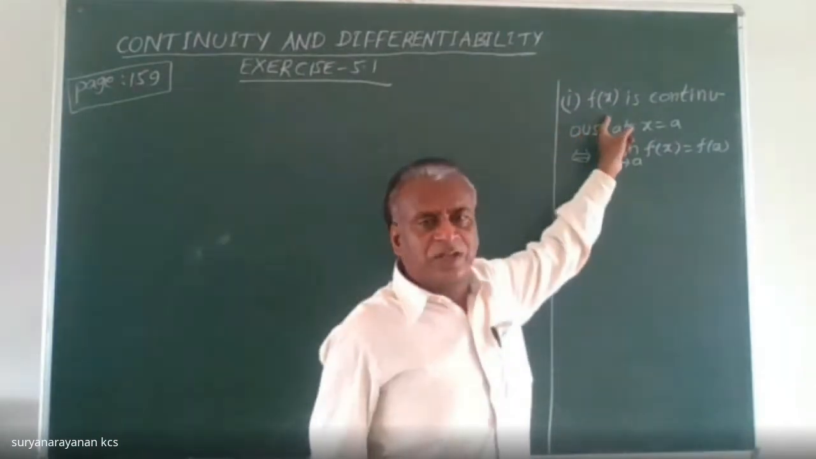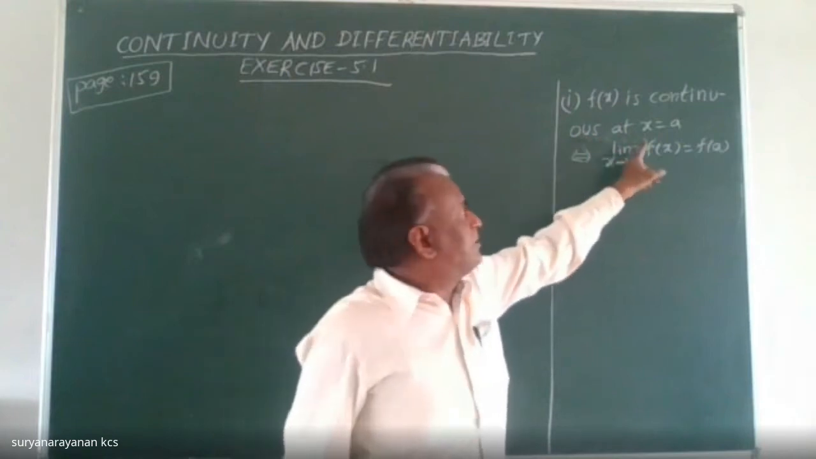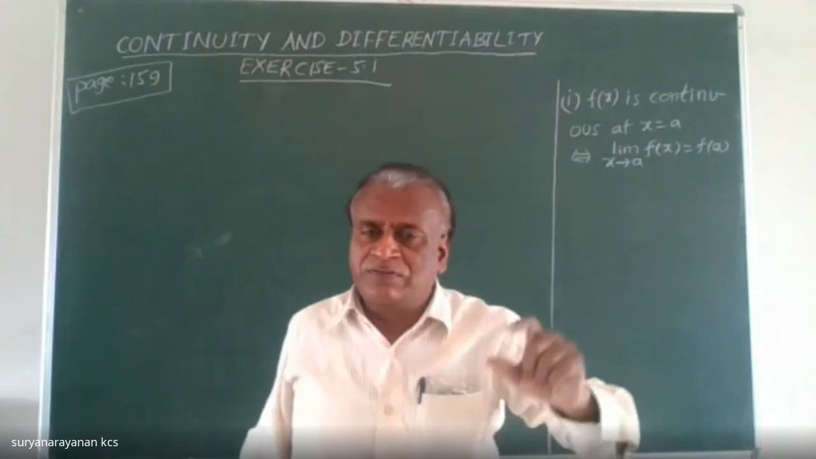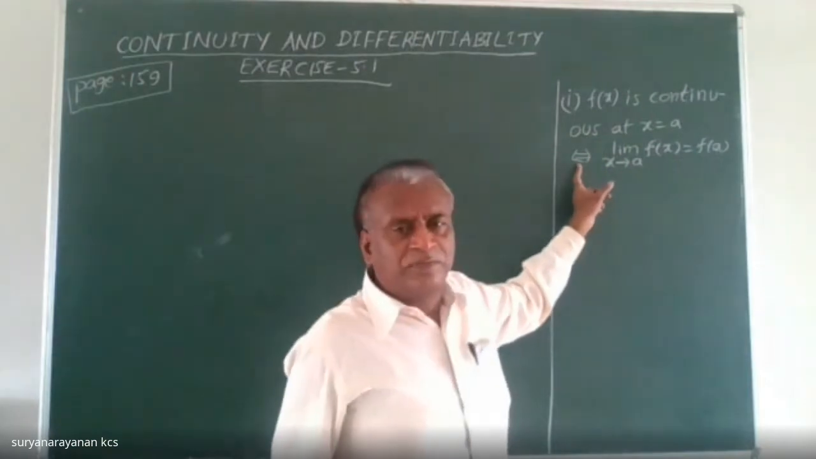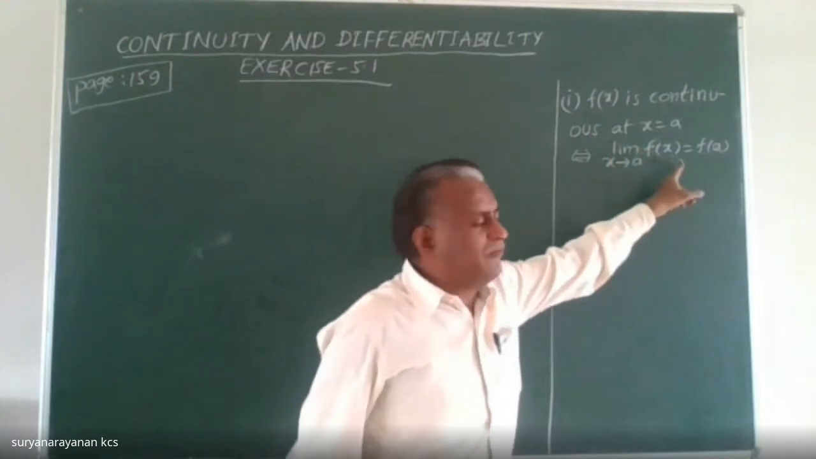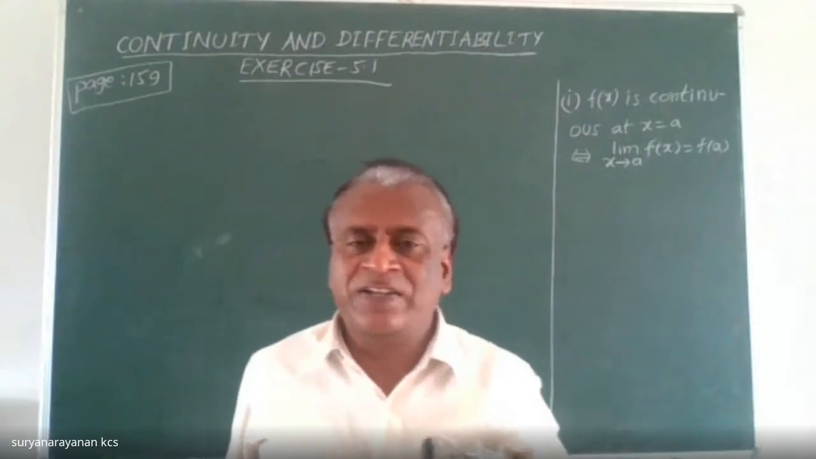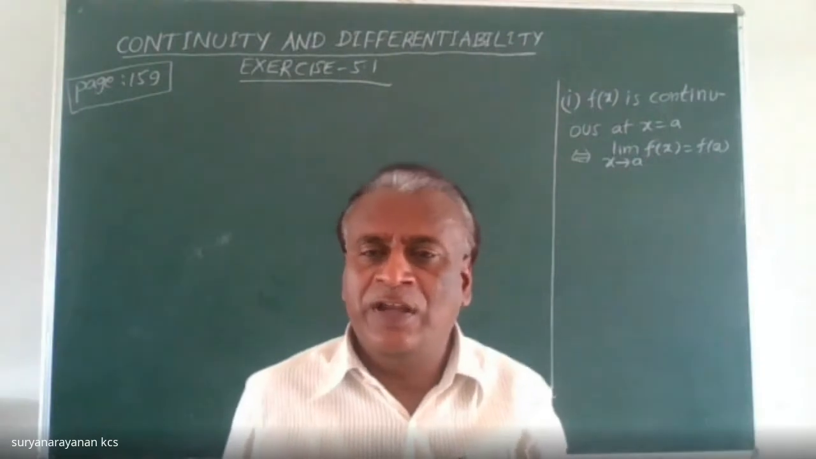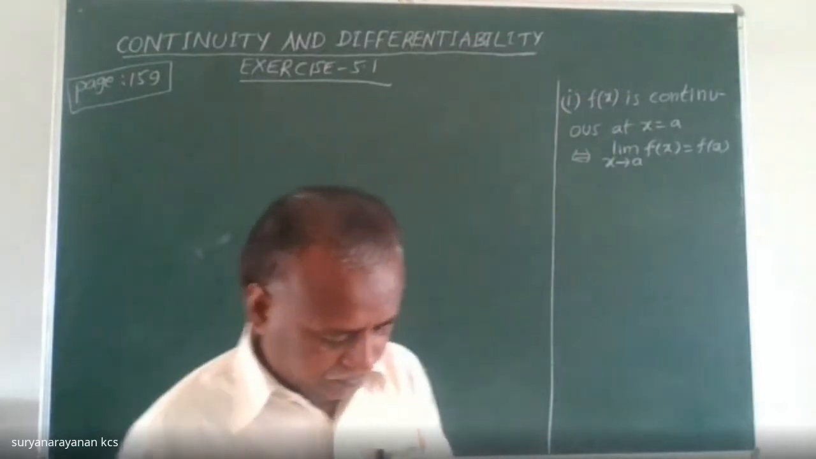f of x is a function. f of x is said to be continuous at x is equal to a, at a particular point. Most of the cases we discuss at a particular point. Then, as x tends to a, limit f of x is equal to f of a. If this condition is satisfied, then the given function is said to be continuous at that given point. Please remember this point, my dear children.